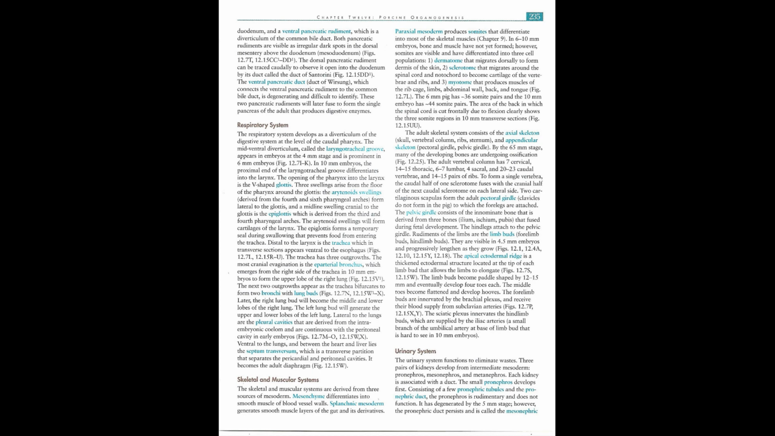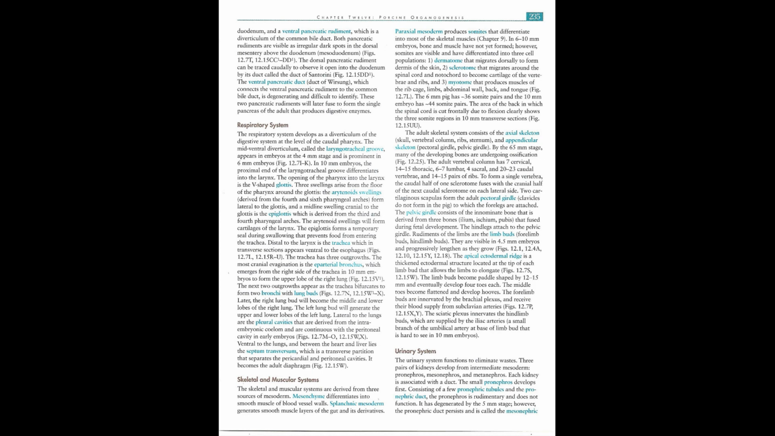The respiratory system develops as a diverticulum of the digestive system at the level of the caudal pharynx. The midventral diverticulum, called the laryngotracheal groove, appears in embryos at the 4 mm stage and is prominent in 6 mm embryos, Fig 12.7k. In 10 mm embryos, the proximal end of the laryngotracheal groove differentiates into the larynx. The opening of the pharynx into the larynx is the V-shaped glottis.